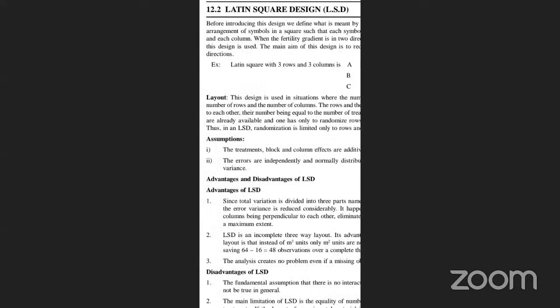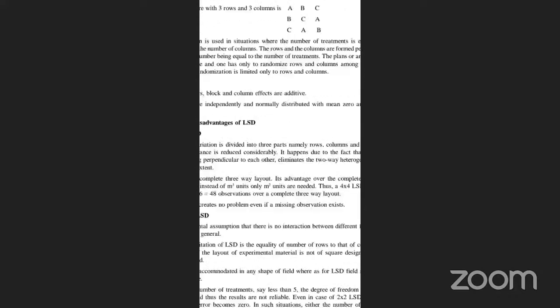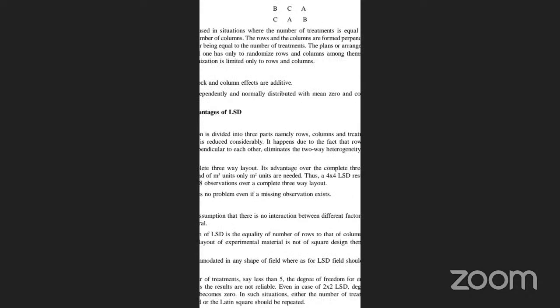Advantages and disadvantages of Latin square design. Since the total variation is divided into three components, namely rows, columns, and treatments, the error variance is reduced considerably. It happens due to the fact that rows and columns, being perpendicular to each other, eliminate two sources of heterogeneity up to the maximum extent.